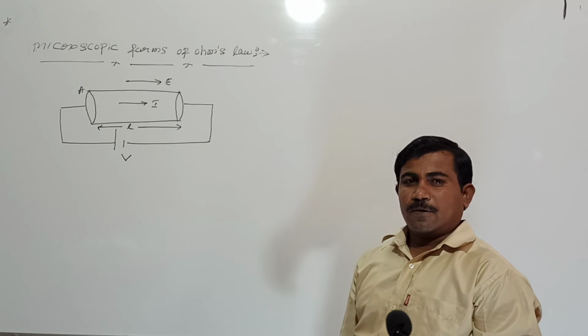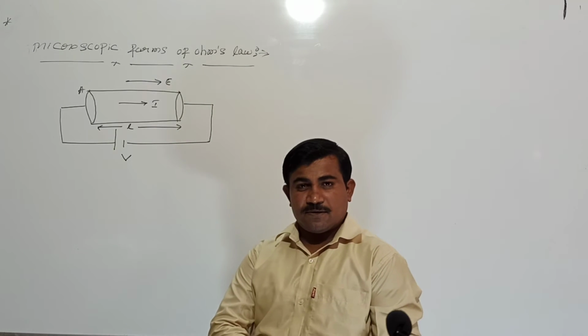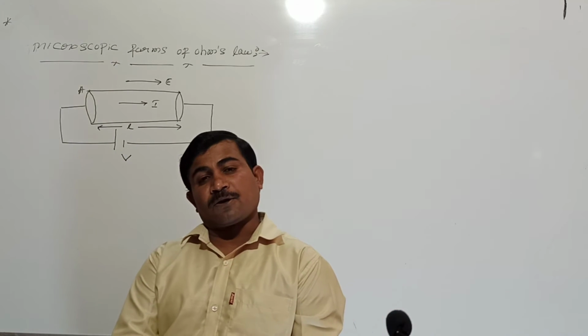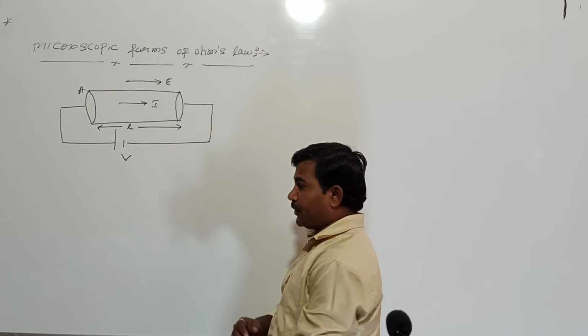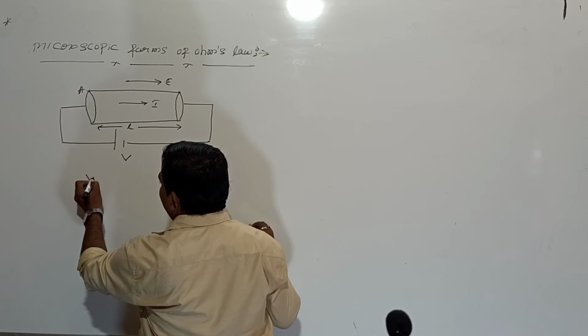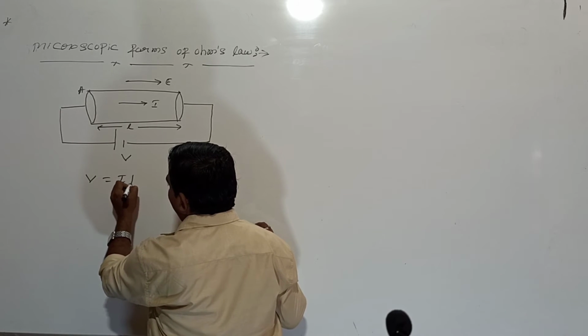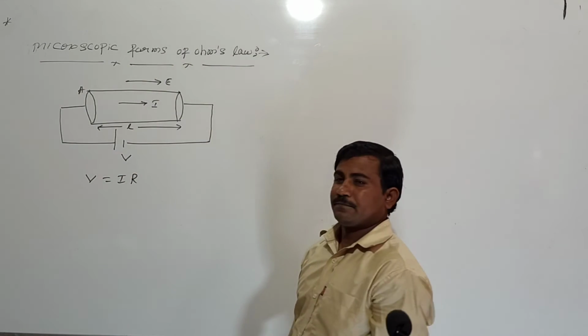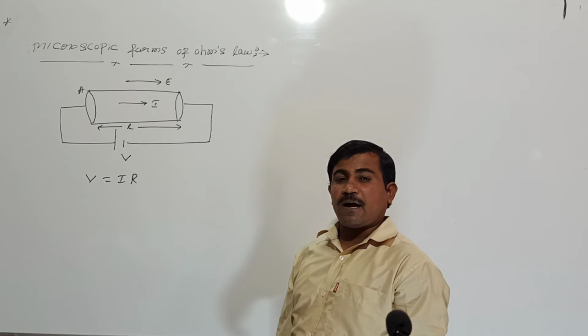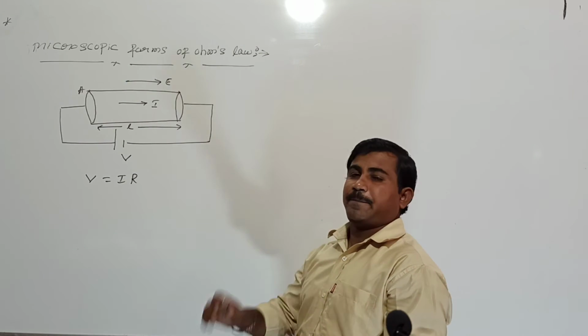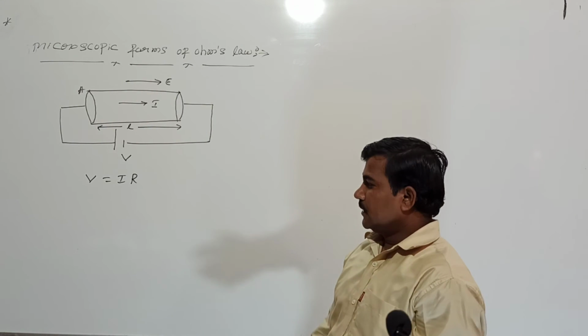What does Ohm's law say? Potential difference applied across the ends of the conductor is directly proportional to current. V equals I into R. This is Ohm's law. Write down, students.